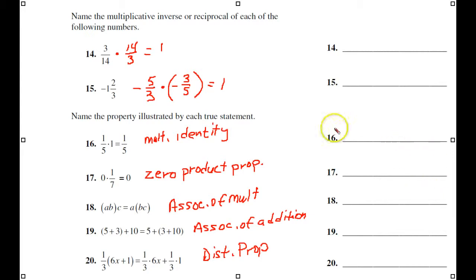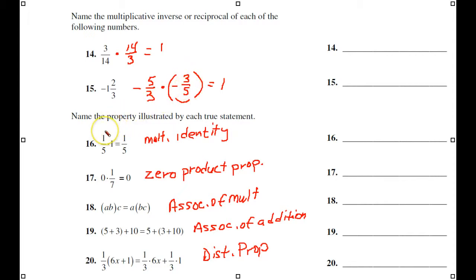Oh, I see the clock is catching up, 8 minutes. So the reciprocal of a number is a number you multiply it by so that the product is 1. So we usually just flip the number using the same sign. Now here we had to go from a mixed number to an improper fraction. Then once we have the fraction, we could figure out this is the reciprocal. And here we're to name the properties.